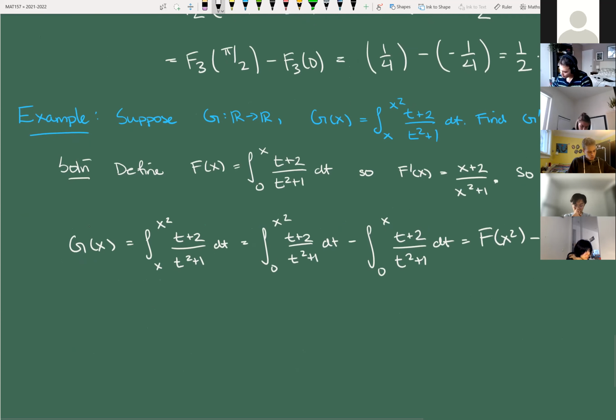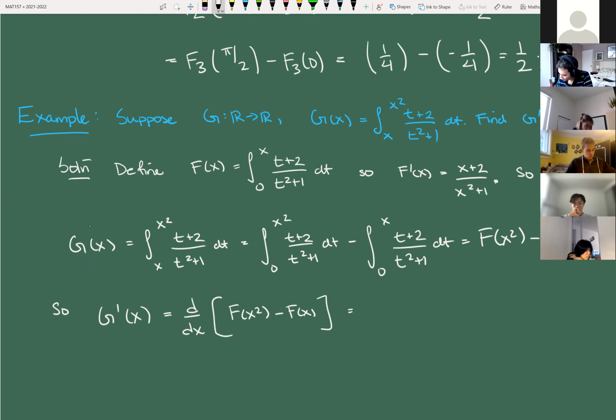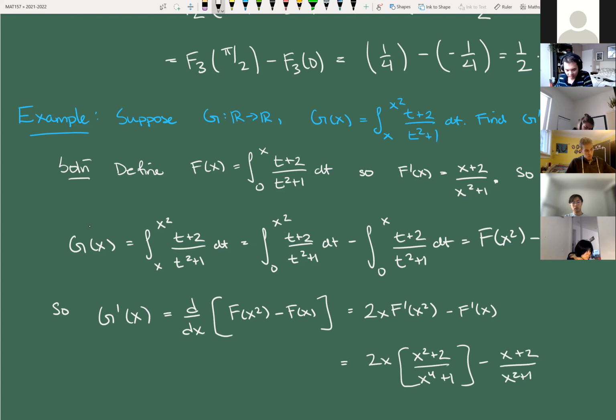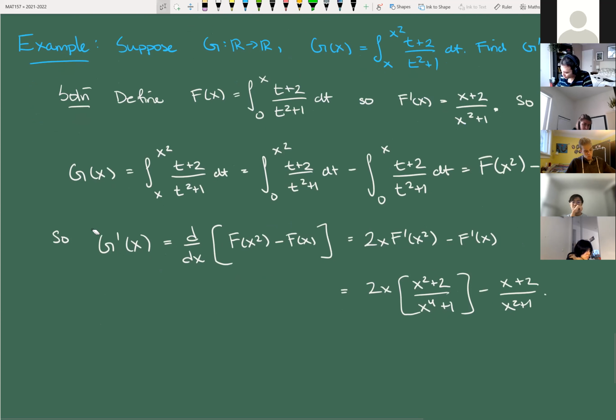All right, and now we can differentiate it. So g prime of x is this thing, and we know how to differentiate everything in here. That was the whole point of this. So 2x F prime of x squared minus F prime of x. That's going to be 2x times (x squared plus 2) over (x to the 4 plus 1) minus (x plus 2) over (x squared plus 1). I'm not going to give this a common denominator. I don't care enough, and we're pretty much done. So that's how you could do that.